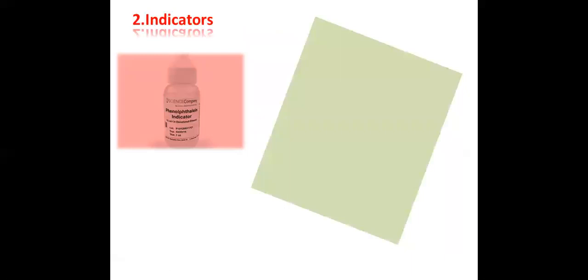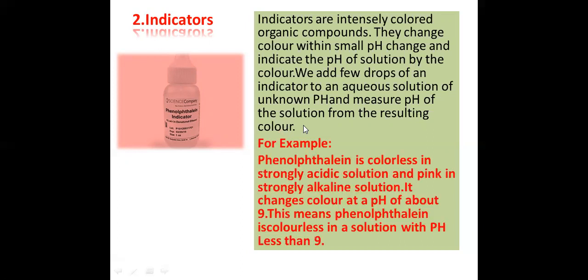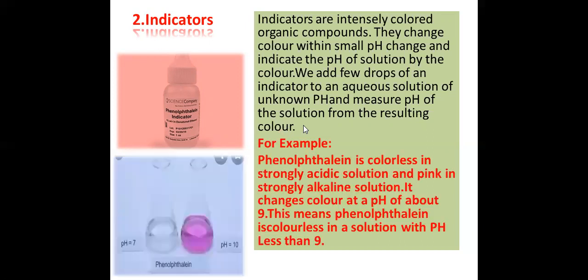And indicators. The next one is indicators. Indicators are intensely colored organic compounds. They change color within a small pH change and indicate the pH of a solution by the color. We add a few drops of an indicator to an aqueous solution of unknown pH and measure the pH of the solution from the resulting color. For example, phenolphthalein is colorless in strongly acidic solution and pink in strongly alkaline solution.